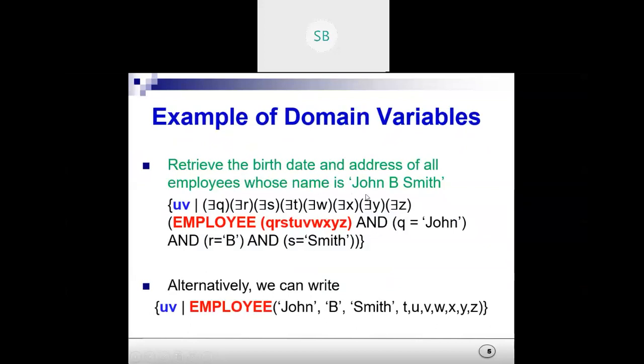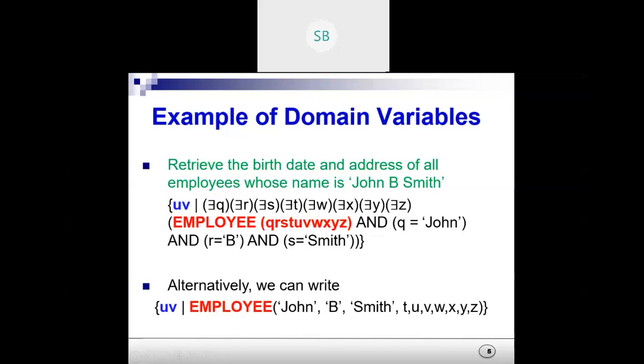Then what is the condition? Whose name is John B. Smith. So the first name equals John, R, the middle name, equals B, and S equals Smith. Then we close the bracket. So here it started, here it ended, and this closing brace is for this employee.